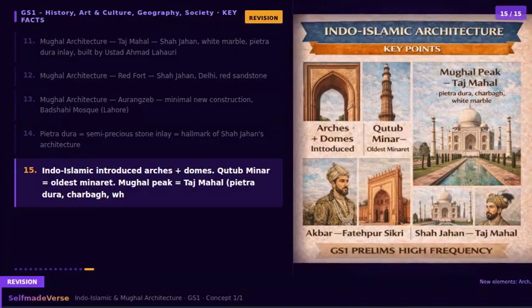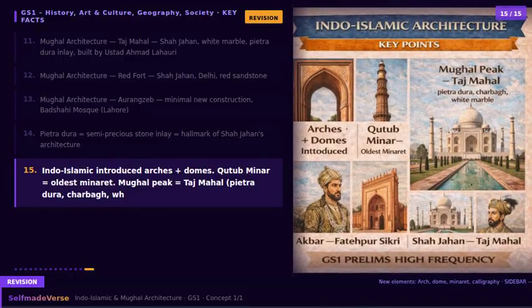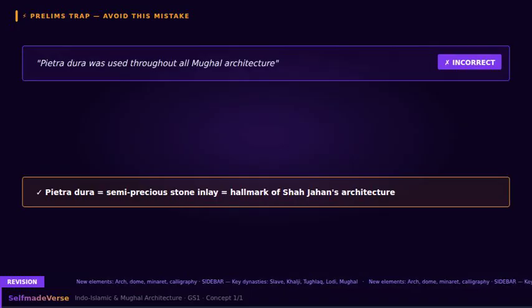Indo-Islamic architecture permanently introduced arches and domes to Indian building traditions. Qutub Minar stands as the oldest minaret, while the Taj Mahal represents the architectural peak combining Persian gardens, white marble, and Pietra Dura inlay. Most students think Pietra Dura decorated all Mughal buildings equally.